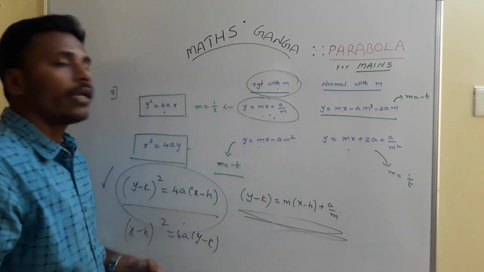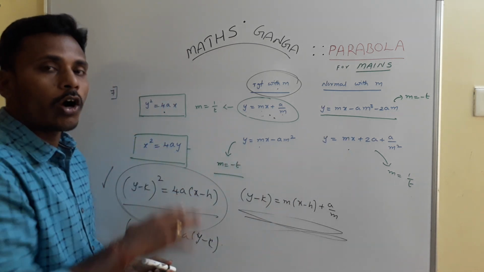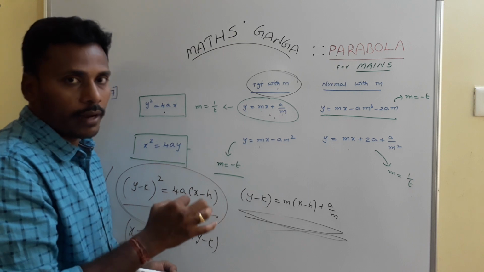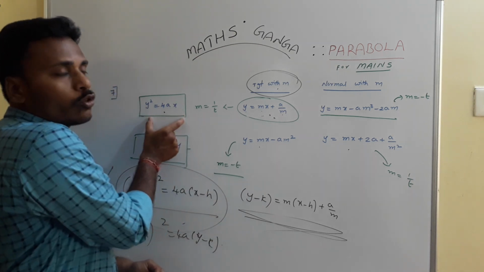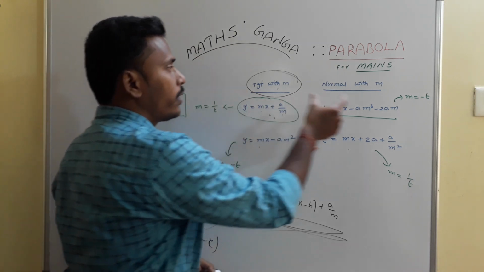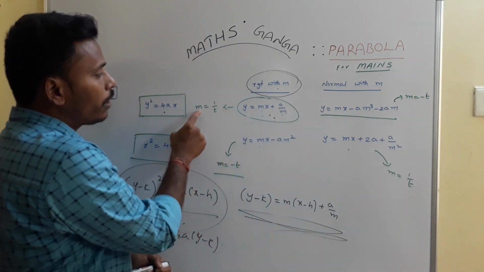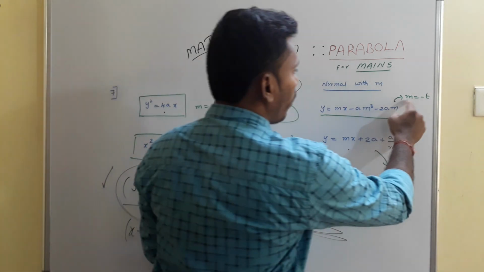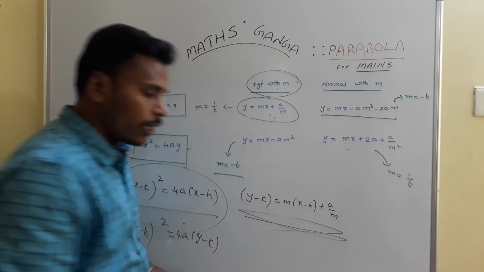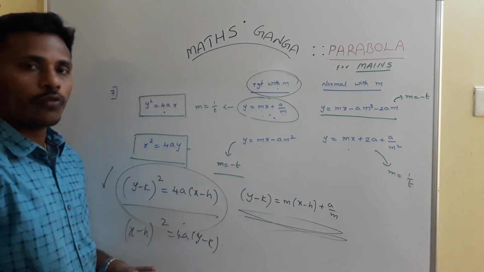using these two equations. So among all these things, you need to memorize, for y square is equals to 4ax, the tangent with slope m and the normal with slope m, and the link between m and the parametric t. So this is the seventh conceptual idea.